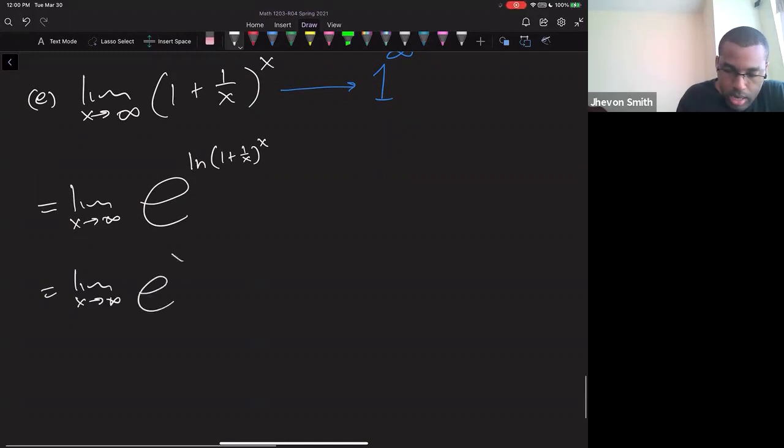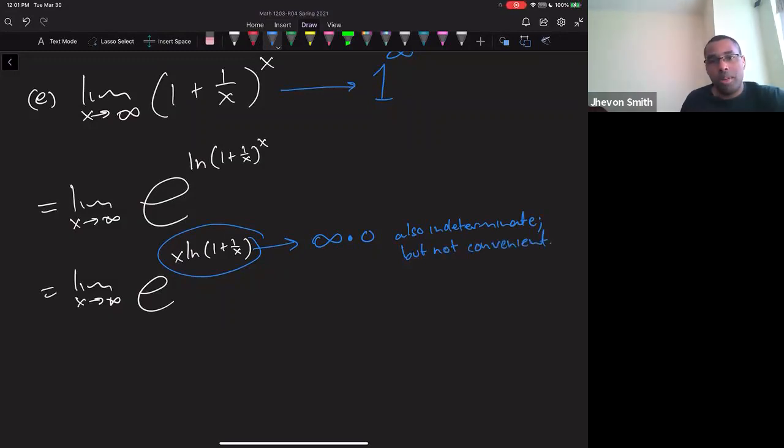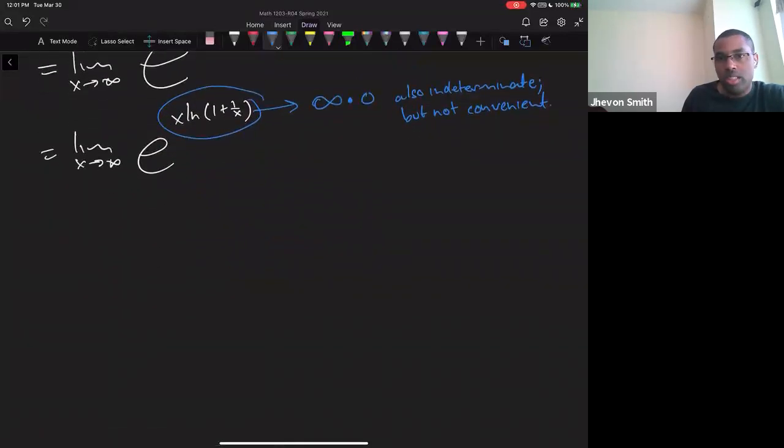This is e to the x ln of 1 plus 1 over x, so it's no longer a power. Now I look at the power, look at what it's behaving like. Well, it's behaving like infinity times 0, which is also indeterminate. But not conveniently so. It's not conveniently indeterminate. Because this approaches x times log of 1, where the x is approaching infinity. So yeah, log of 1 we know is 0. So this is 0 times infinity.